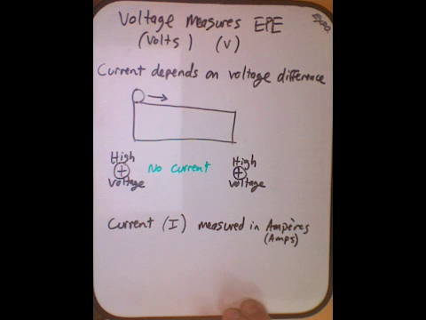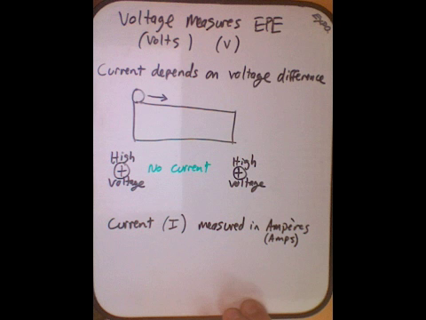In the case of electricity, you can have two places with the same high positive voltage, but if they have the same high positive voltage, no current will flow between them. What you need is a place with high voltage and a place with low voltage. Just like in the hill, you need a top of the hill and a bottom of the hill in order to make the ball roll. With current, you need a high voltage and a low voltage to make electrical current flow.